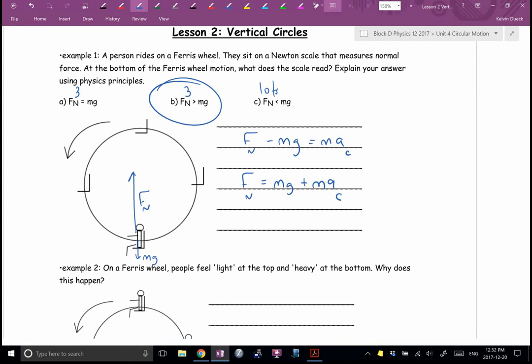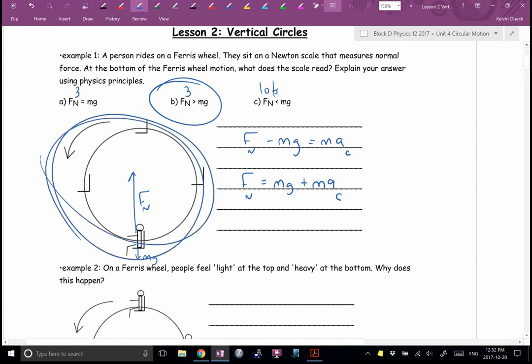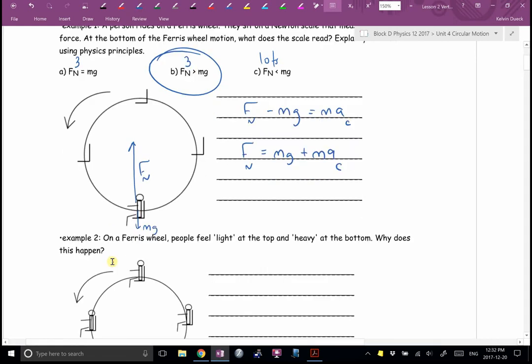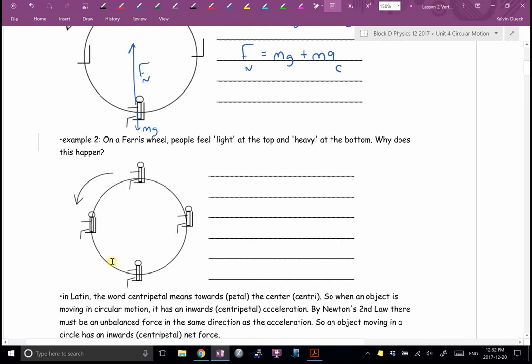But the Enterprise, which is at Playland, also goes in a circle, and you're going way faster. At the bottom, you will feel a larger normal force. You'll feel heavier. Or at the bottom of a roller coaster loop, you'll feel heavier. On a Ferris wheel, people feel light at the top and heavy at the bottom. Why does this happen? I've already given the explanation for heavy at the bottom.